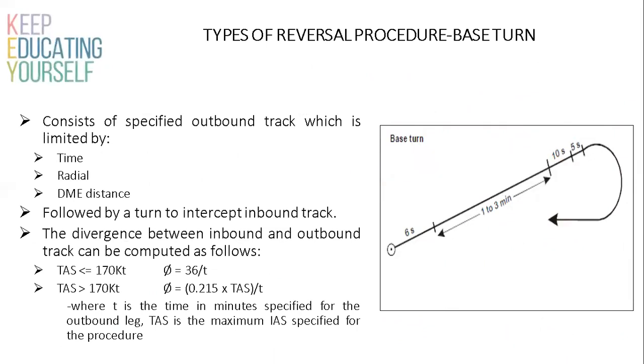Types of reversal procedure: base turn consists of a specified outbound track which is limited by time or radial or DME distance, thereafter followed by a turn to intercept inbound track. The divergence between inbound and outbound track can be computed as follows. For true airspeed equal to or less than 170 knots, it will be 36 divided by T, and where true airspeed is greater than 170, it will be 0.215 times true airspeed divided by T, where T is the time in minutes specified for the outbound leg.